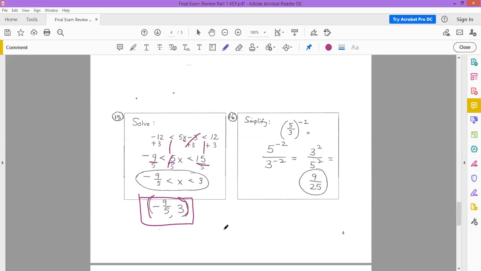For number 16, 5/3 raised to the power of negative 2, we're going to distribute that power to each of the terms, numerator and denominator. So that leaves us with 5 to the negative 2nd power divided by 3 to the negative 2nd power. Now we've got to get rid of these negative powers. That 3 to the negative 2nd power, we move it to the numerator and it becomes positive. And then 5 to the negative 2nd power, we move that to the denominator to become positive. Both of these terms can be simplified. 3 squared, we get 9 in the numerator, and 5 squared, we get 25 in the denominator. This is our answer.